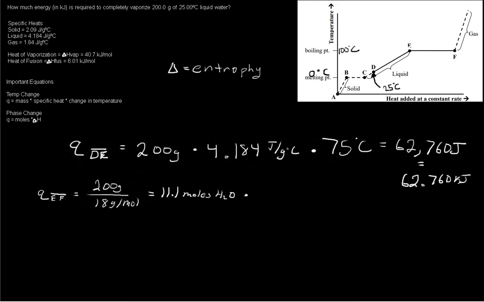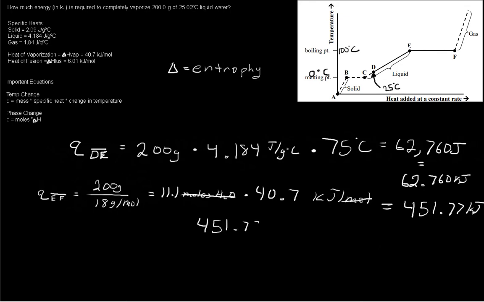So we take the value for heat of vaporization, 40.7 kilojoules a mole, and then we multiply. Moles and moles cancel out, so 11.1 times 40.7 equals 451.77 kilojoules.